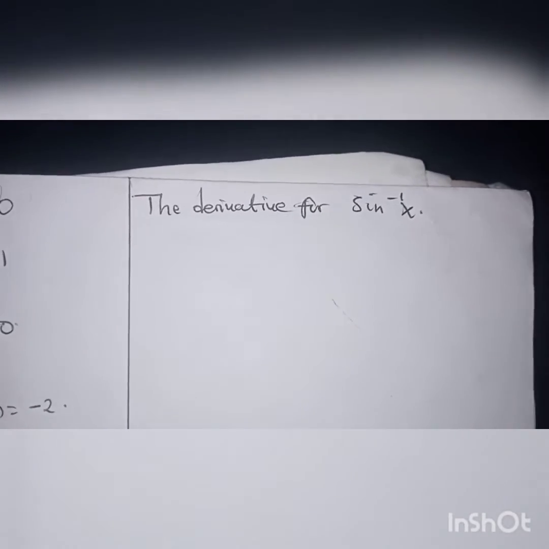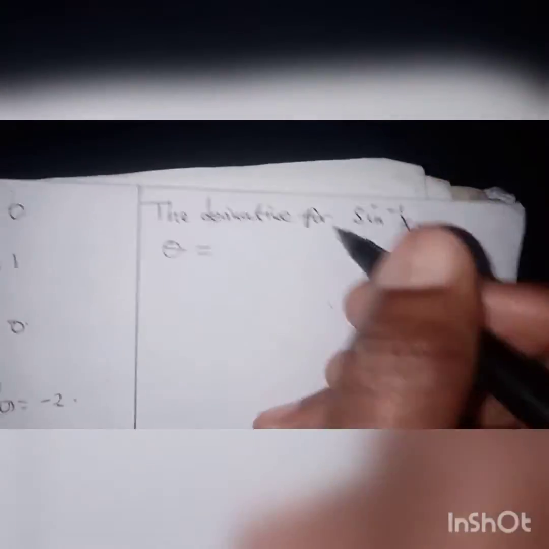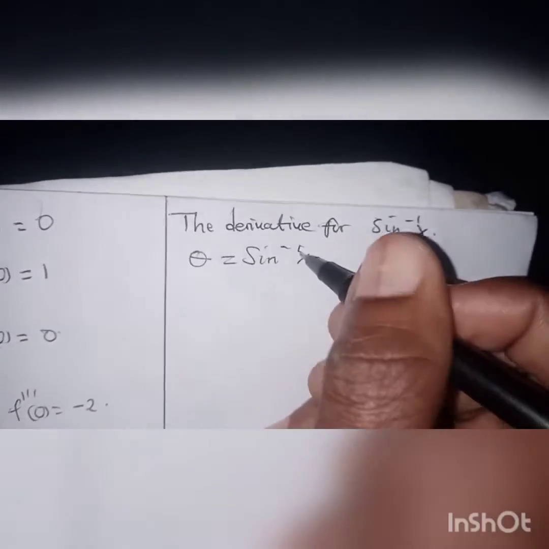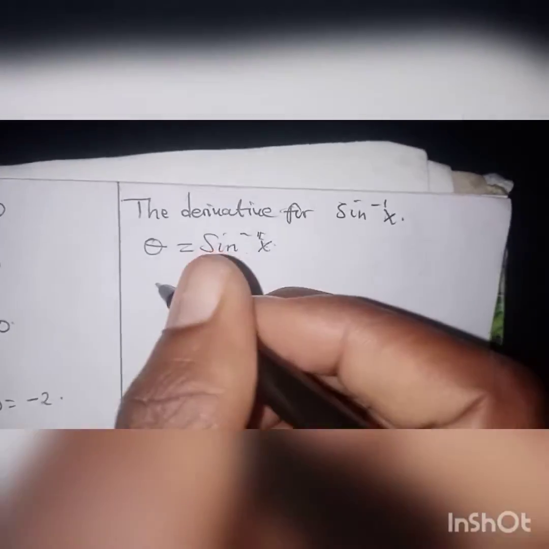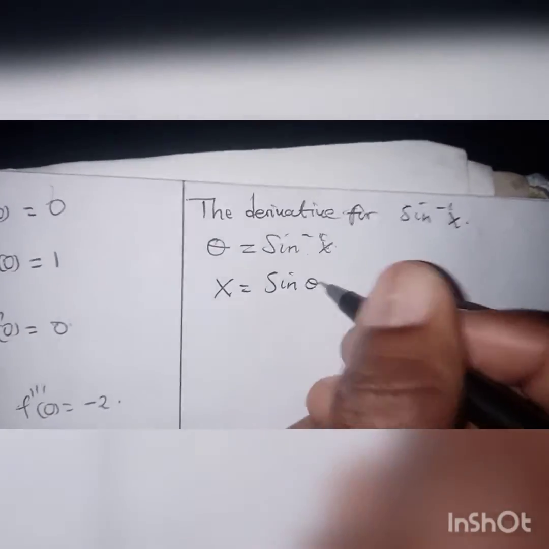How to find the derivative of sine inverse of x. So we let theta be the function of x, which is sine inverse of x. So if theta is the sine inverse of x, therefore x is just, we shift sine inverse and we say that x equals to what? Sine theta.